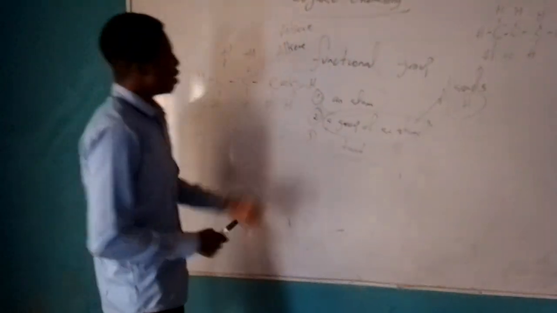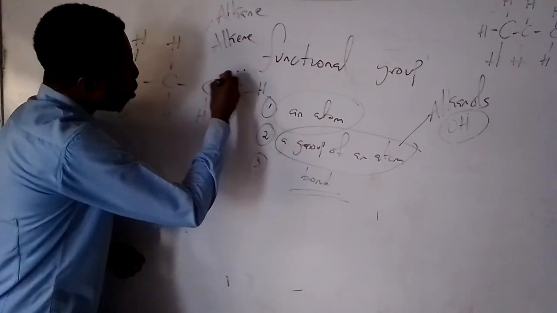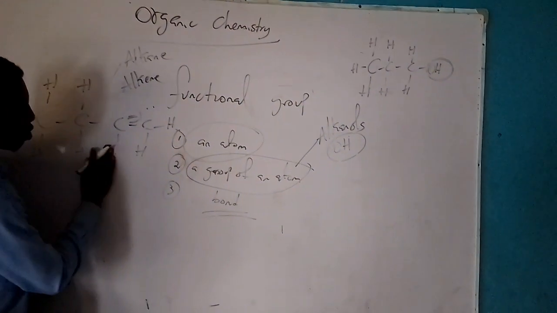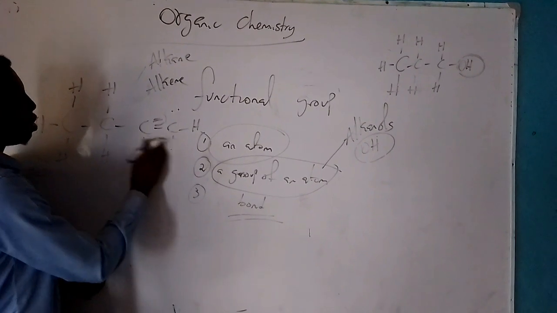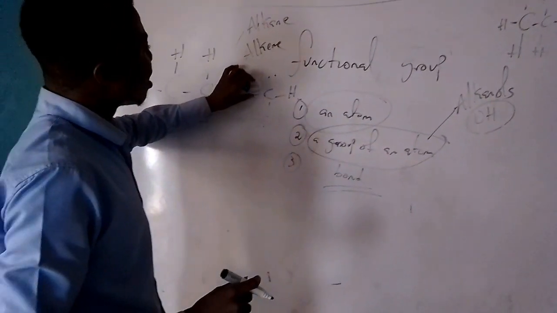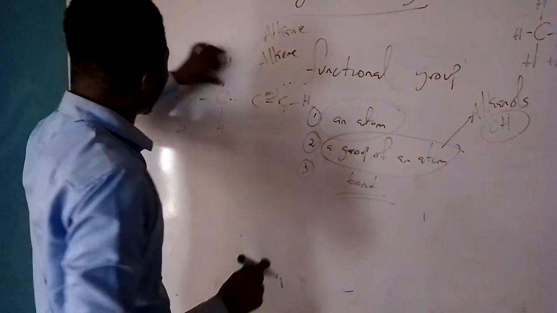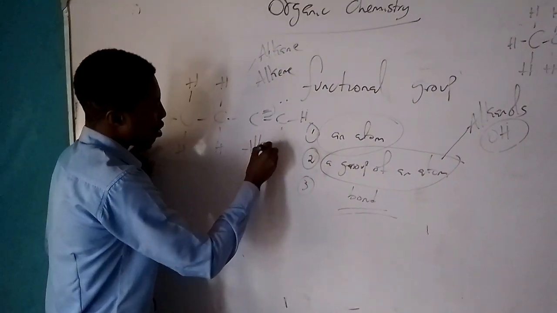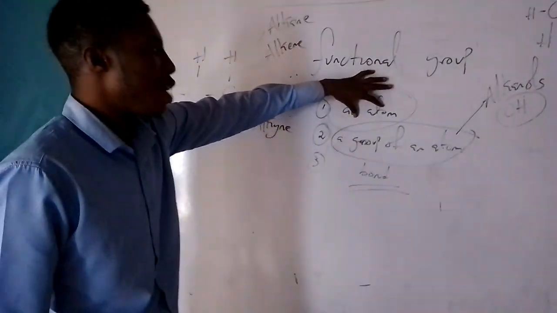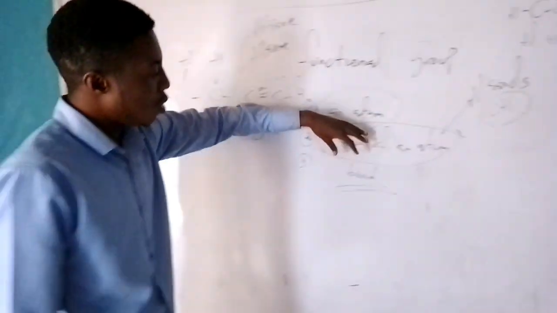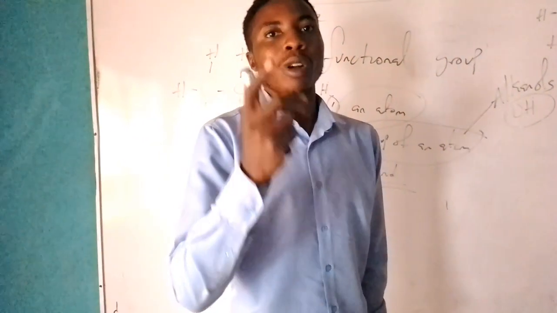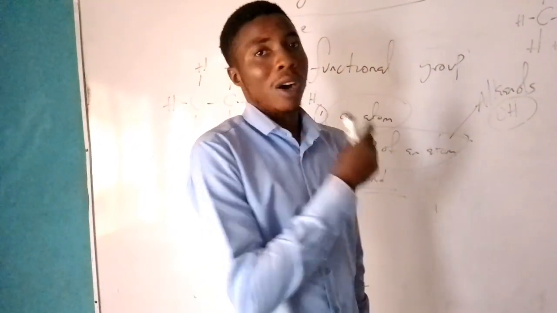So let's continue. Let's assume that this is now a triple bond. You see that this one is no more here, this one is no more here. So we now have a triple bond. This shows you that this particular organic compound is now an alkyne. Now let's go back to what we talked about. A functional group can be an atom, or a group of atoms, or a bond that is peculiar to a homologous series. Remember, a homologous series is a family. So that is about a functional group.